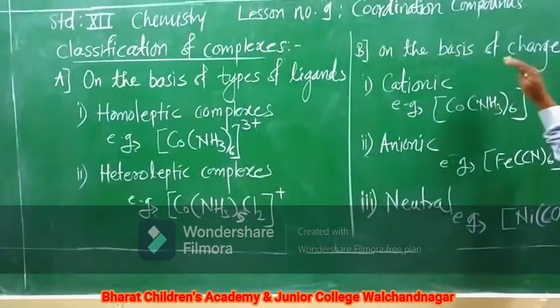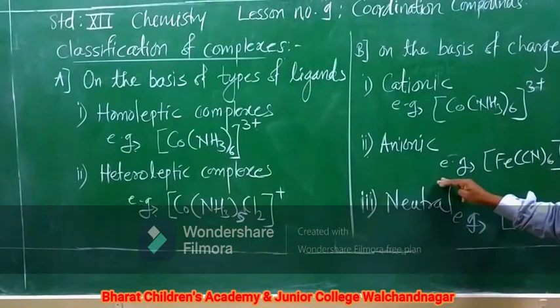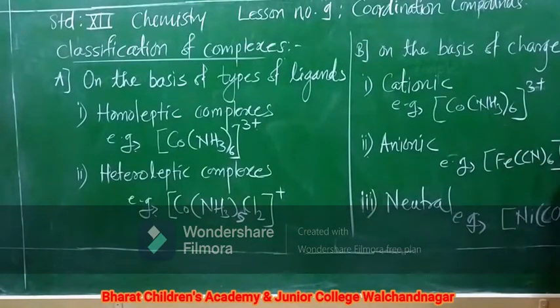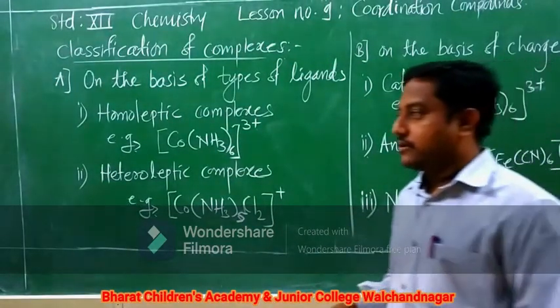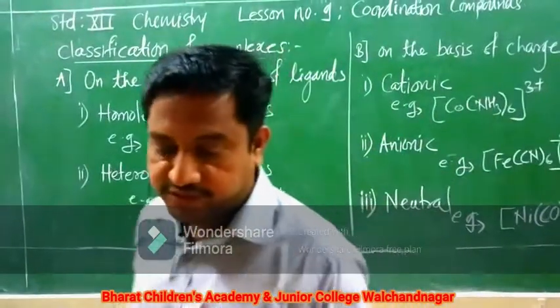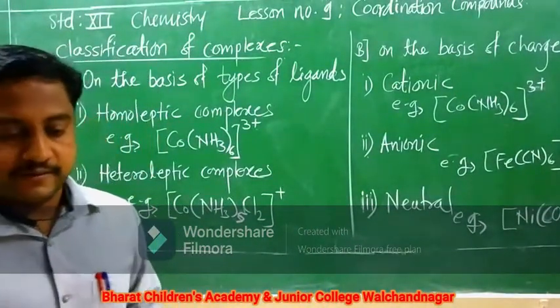In case of the cationic complex, the overall charge in the complex will be positive, whereas in case of the anionic complex, the overall charge in the complex will be negative, whereas in the neutral complex there will be no charge, neither positive nor negative charge is present on the complex. Therefore, it is the neutral complex.